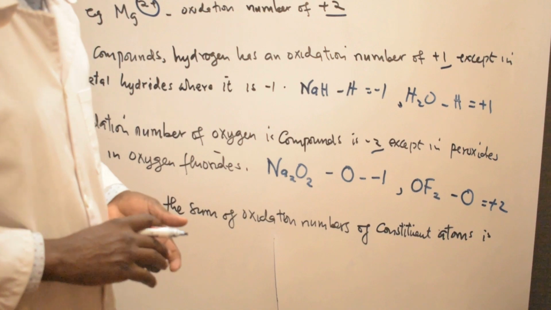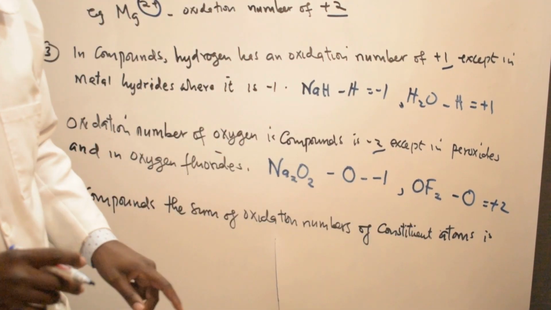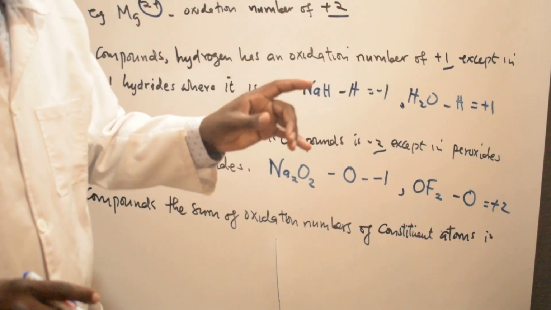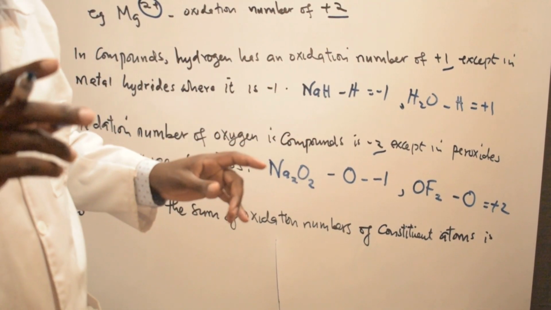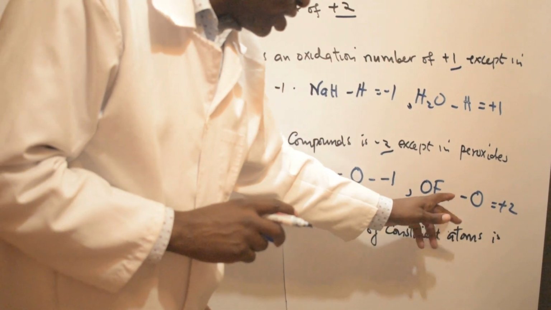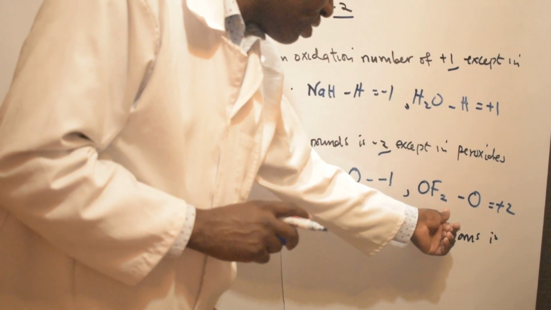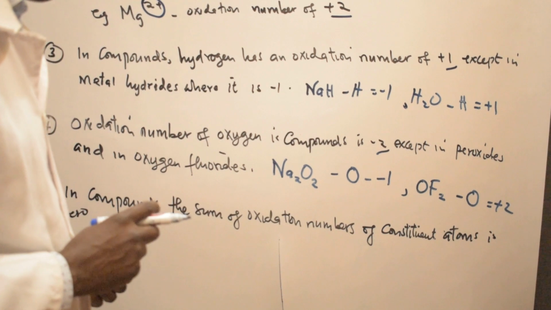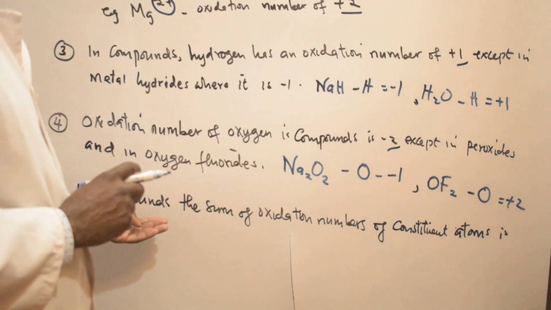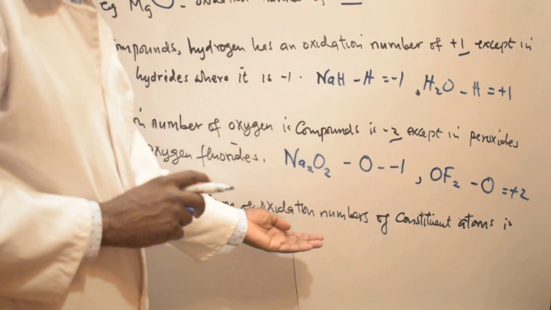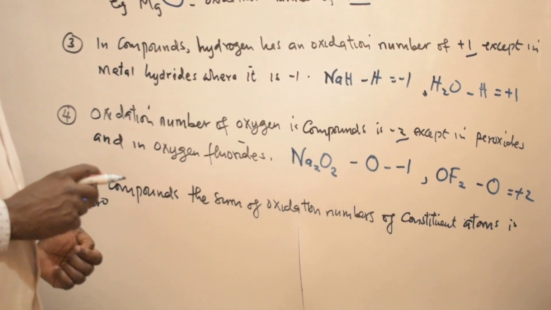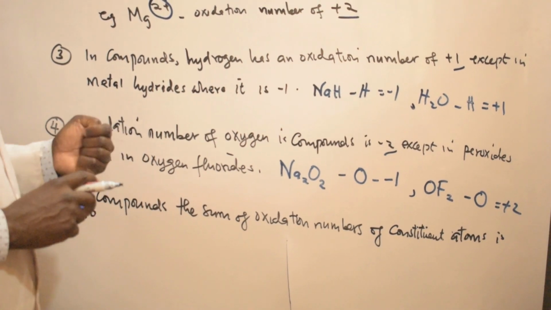There's another scenario. In this particular case, instead of oxygen gaining electrons, it is actually going to lose electrons. That is during the formation of oxygen fluoride. Now, rule number 5: in compounds, the sum of oxidation numbers of constituent atoms is 0.